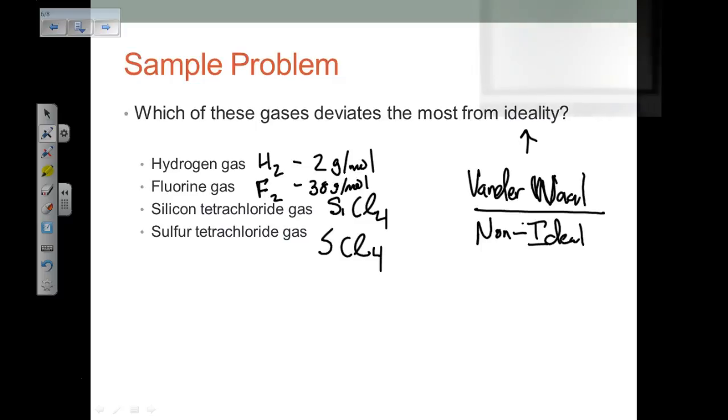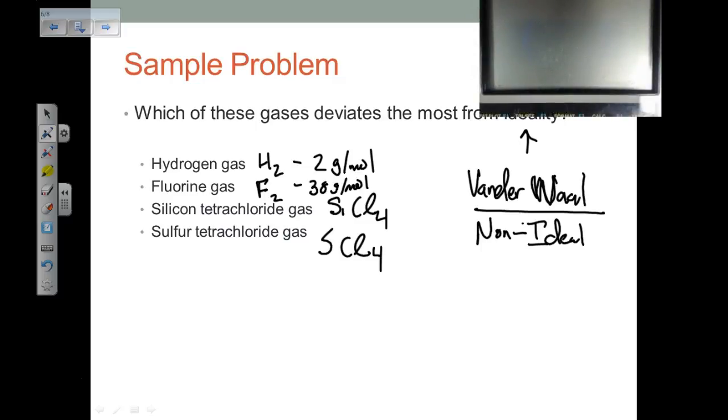Okay, I guess I could do this using the calculator. I'll bring that up. So silicon has a mass of 28. Let me turn it on. 28 plus 35.45 times 4. So silicon tetrachloride has a molar mass of 169.8. And then sulfur tetrachloride has a mass of 173.8.